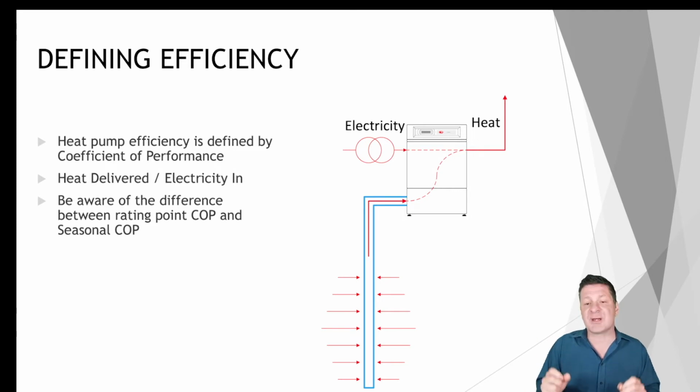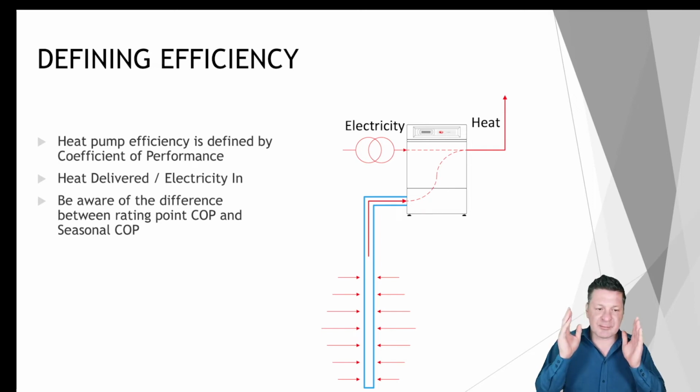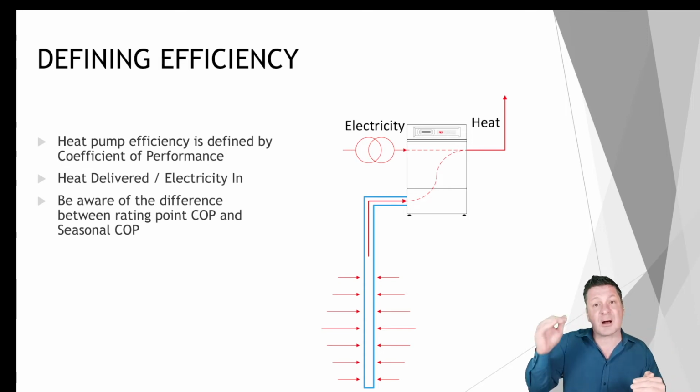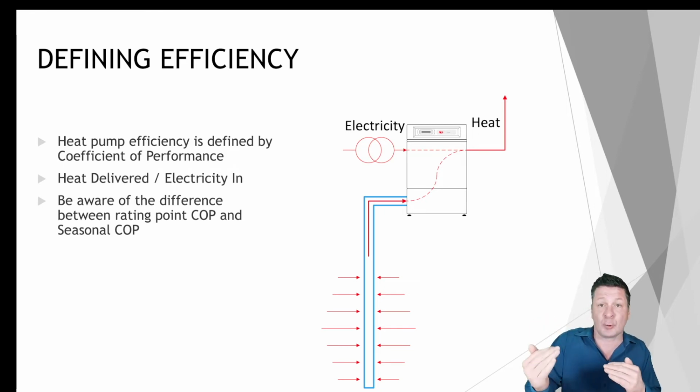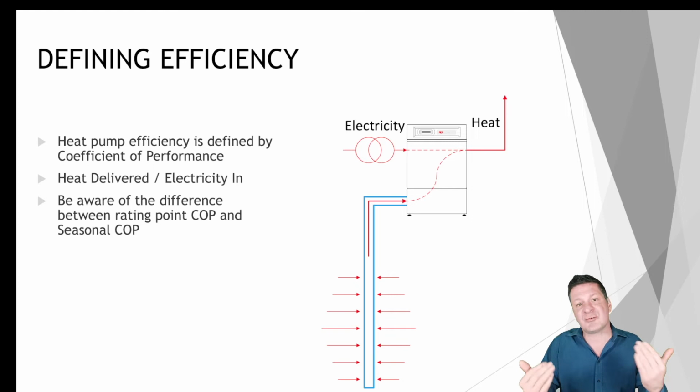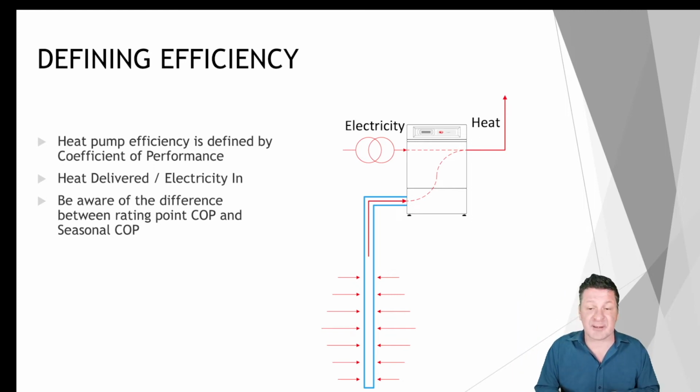A rating point COP is simply at a given temperature point, that heat pump will deliver that amount of heat for that amount of electrical consumption. It will change. As the difference in temperature between the source of heat and the load increases, the efficiency of the system will decrease, i.e. the electrical consumption will increase. So think about it like if I'm climbing a small hill, then I don't need as much energy as if I'm climbing a big mountain.